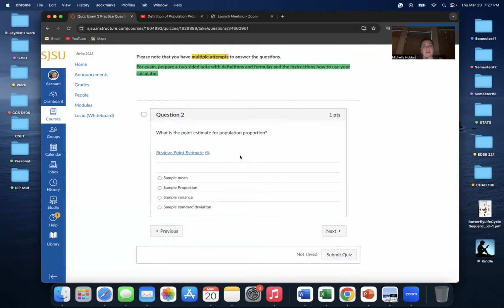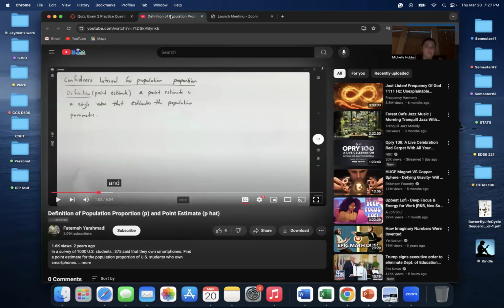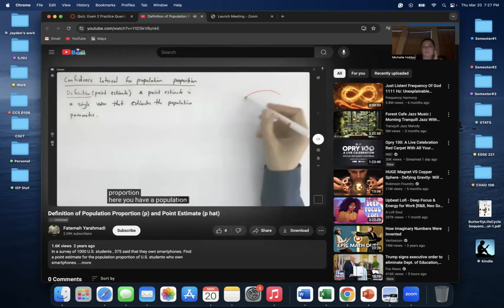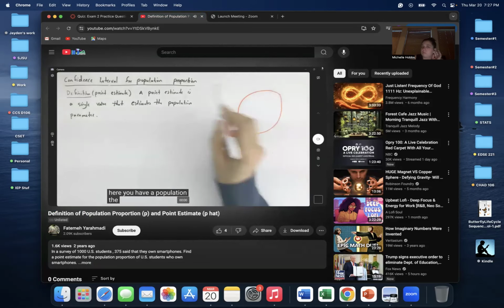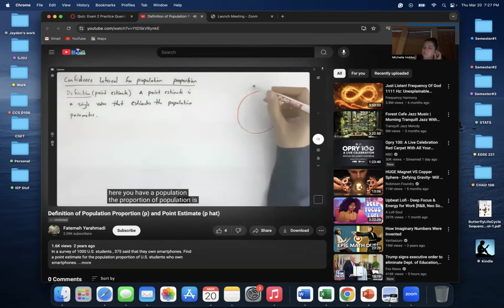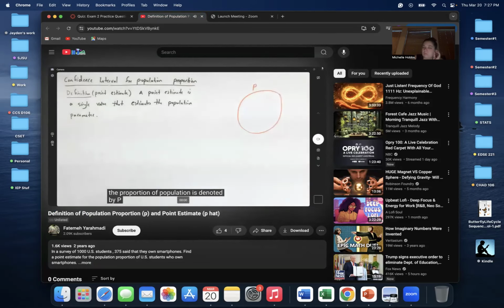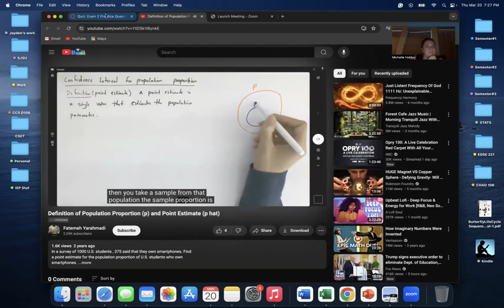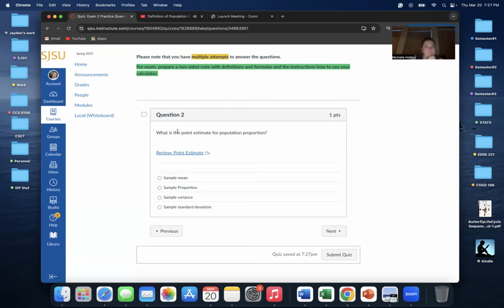What is the point estimate for population proportion? We try to estimate population proportion. Here you have a population. The proportion of population is denoted by P. When you take a sample from that population, the sample proportion is denoted by P hat.